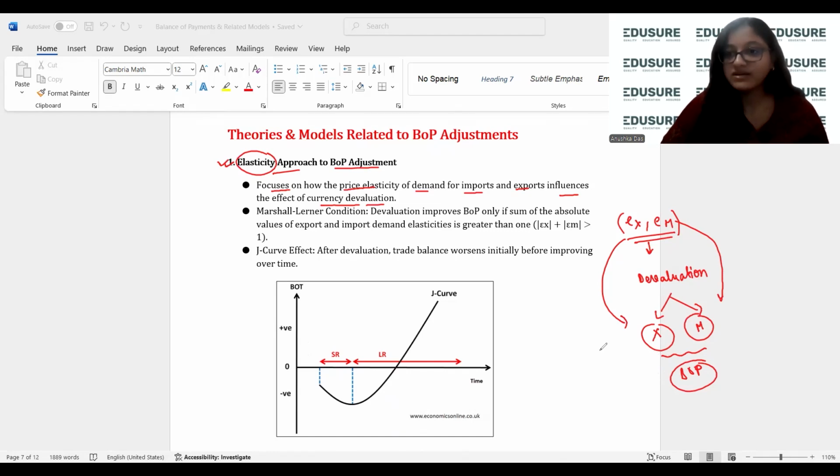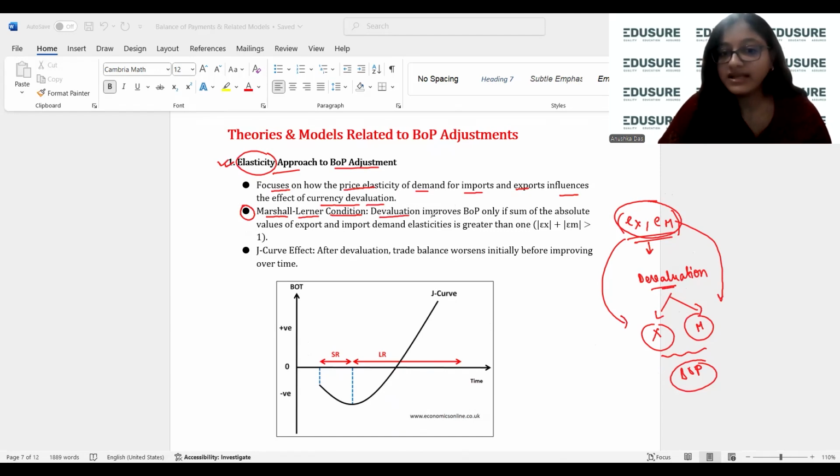This is measured by something called the Marshall-Lerner index. How the price elasticity of demand of export and import affects BOP adjustment with the help of the tool of devaluation is measured by the Marshall-Lerner condition. It's a very, very important question from your UGC NET point of view. Many questions have come. We will solve questions after this.